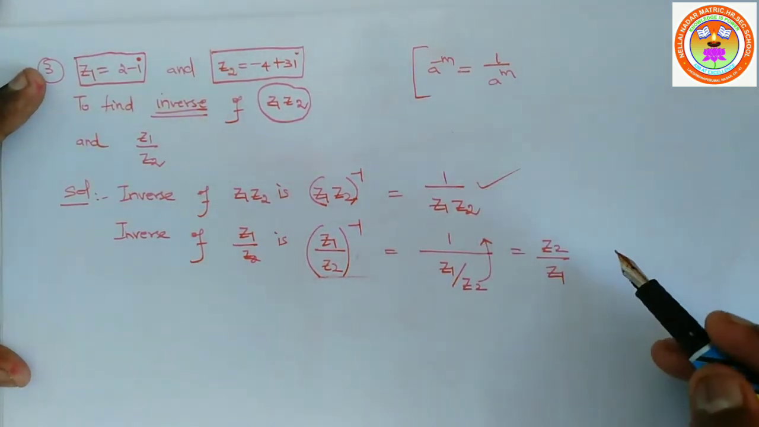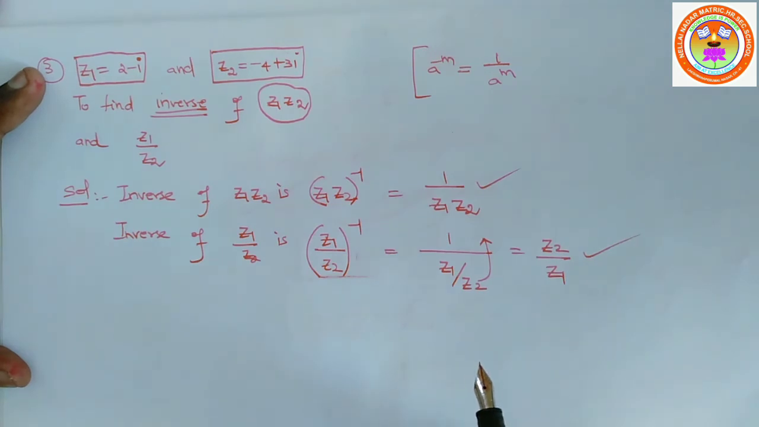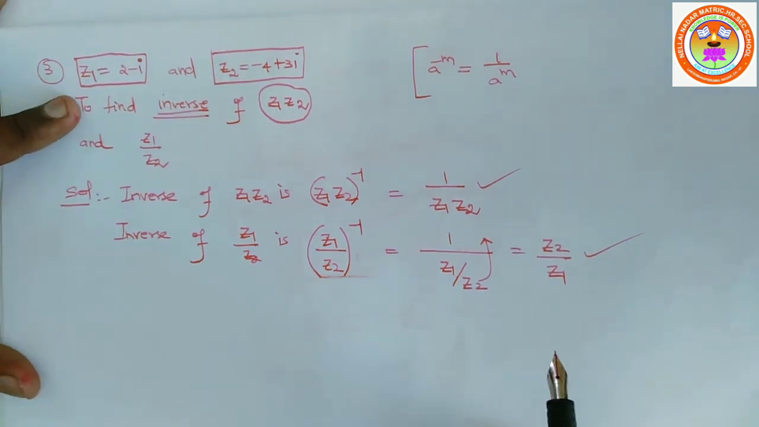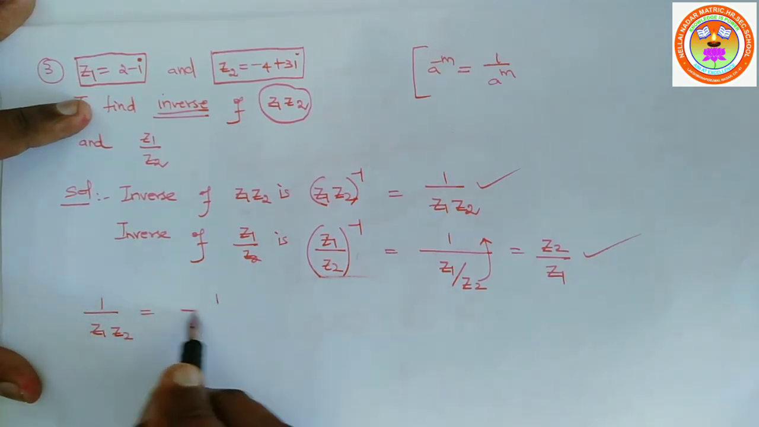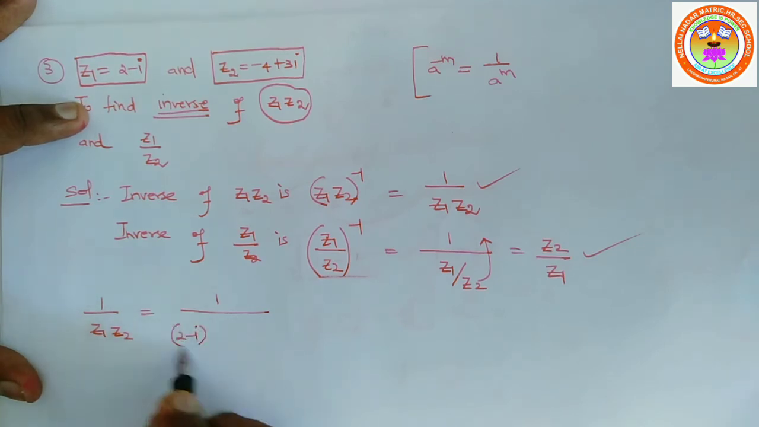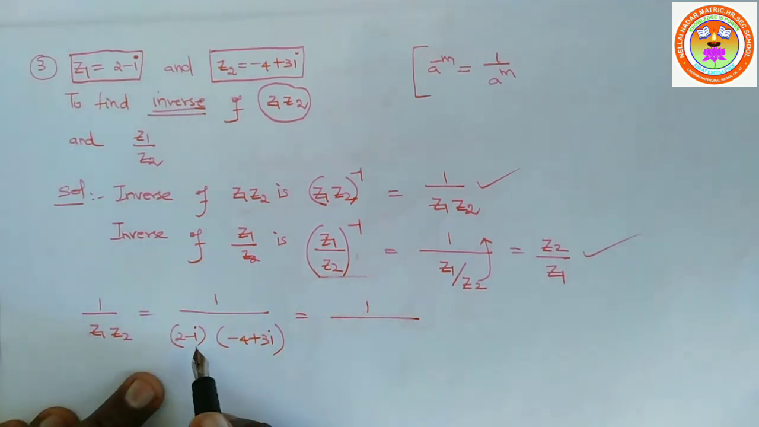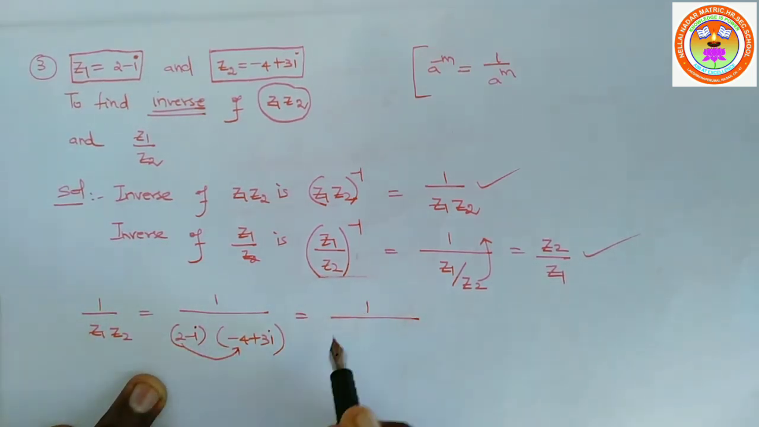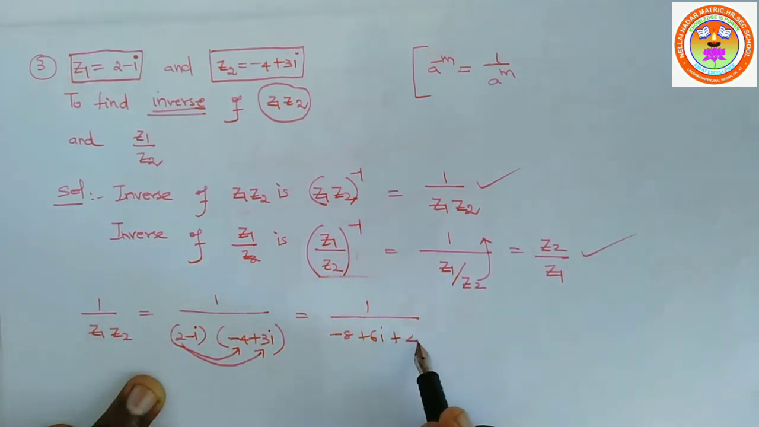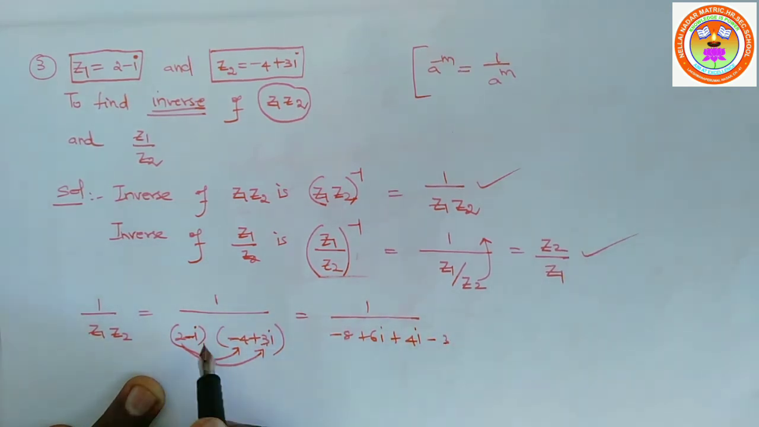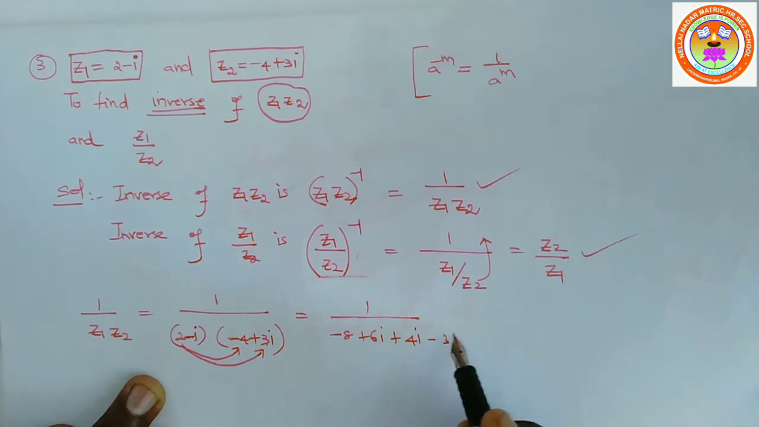So this we need to find. First I need to find 1 divided by z1 z2. Then I need to find z2 divided by z1. So 1 divided by z1 z2 is nothing but 1 divided by, what is z1 here? 2 minus i. What is z2 here? Minus 4 plus 3i. So 1 divided by (2 minus i)(minus 4 plus 3i). Multiply: 2 into minus 4 is minus 8. 2 threes are 6i. Minus i into minus 4 is plus 4i. Minus i into plus 3i is minus 3i squared. The i squared value is minus 1.